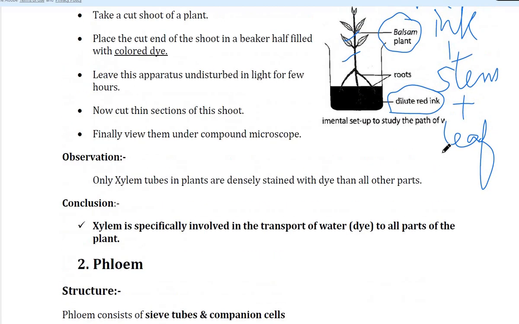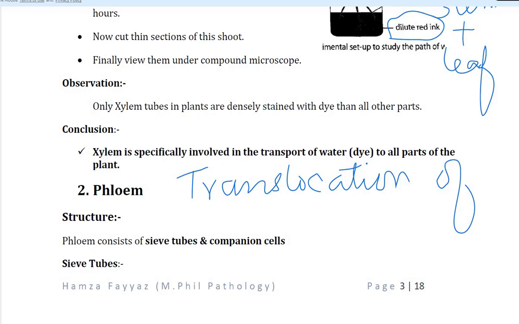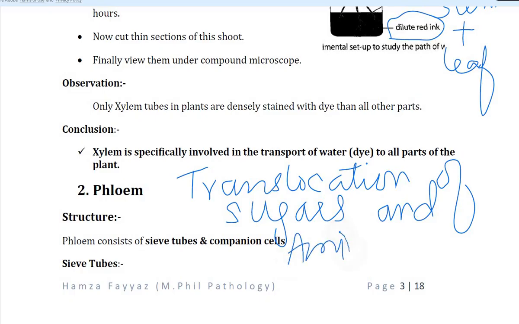Now this is all the experiment. Now let's move to phloem. Phloem is the second important structure that we discussed previously, that it is involved in the translocation of sugars and amino acids. Okay. Now, in xylem, I use the word transportation.